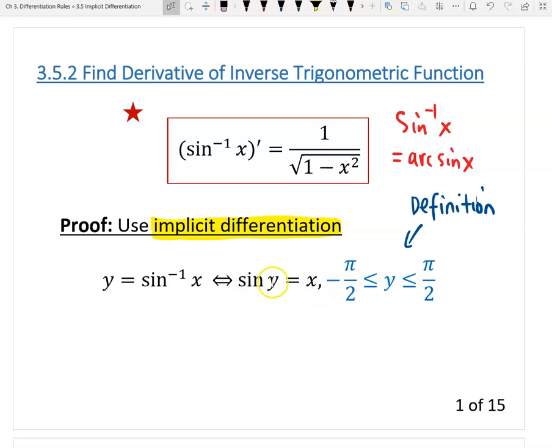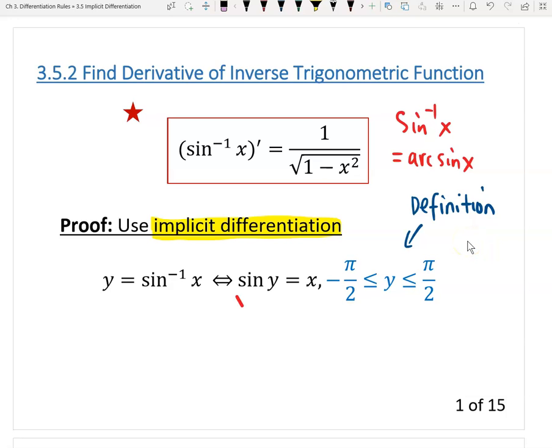Sine y equals x, but y is the angle. Where is the angle? That's the most important. y is between negative pi over 2 and pi over 2, which means quadrant 1 and quadrant 4. Now from this implicit equation, we need to find the derivative of y with respect to x, which means we need to do implicit differentiation. So we have to differentiate both sides of this equation. That's what we learned from the last topic.